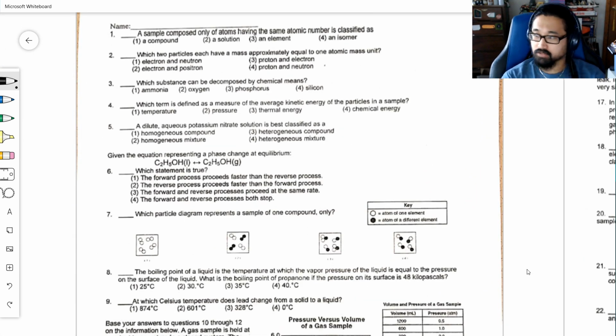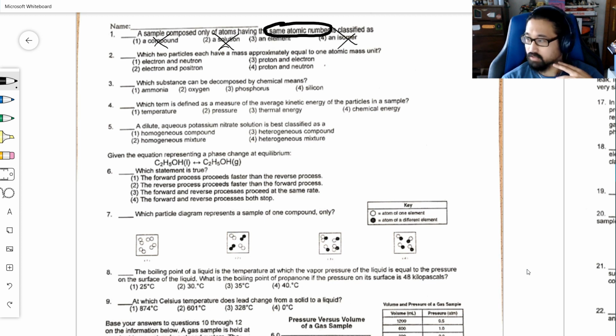So the first question that I assigned was question number 1, a sample that is composed only of atoms with the, right here, same atomic number. That's a big deal. They all have the same atomic number. If that's true, it's not a compound because it is not combined with anything else. It's not a solution because, again, it's not combined with anything else. We haven't talked about what an isomer is. Just kidding. That leaves only, missed it by that much. That leaves only an element, choice 3.